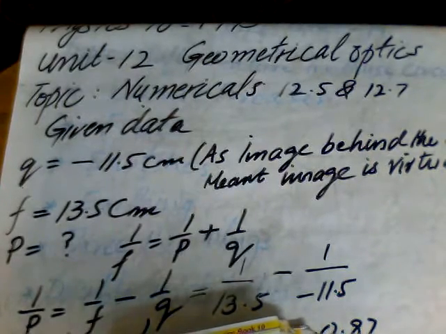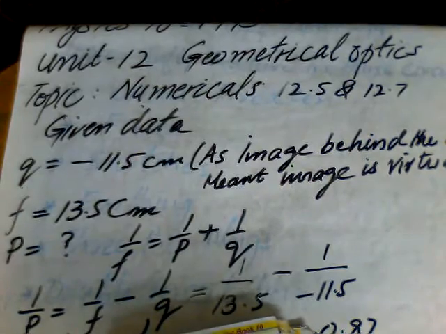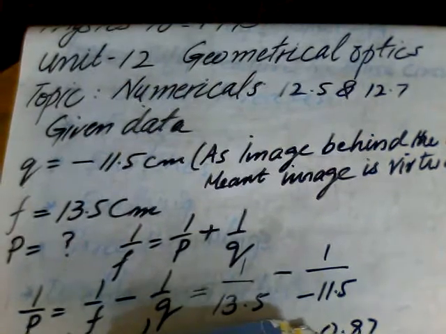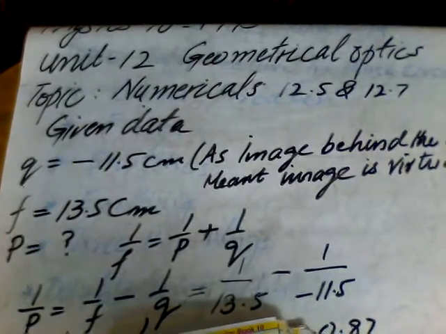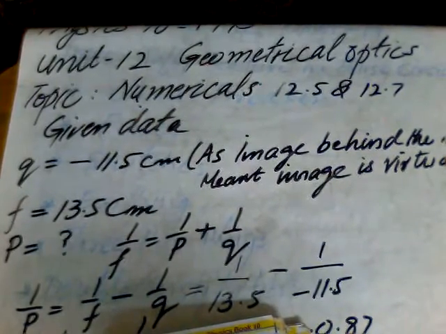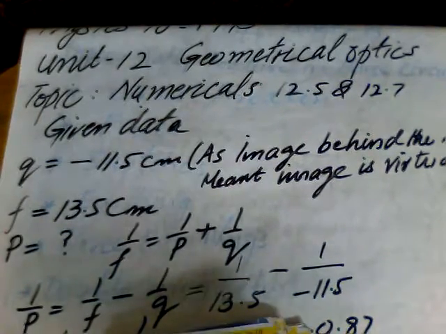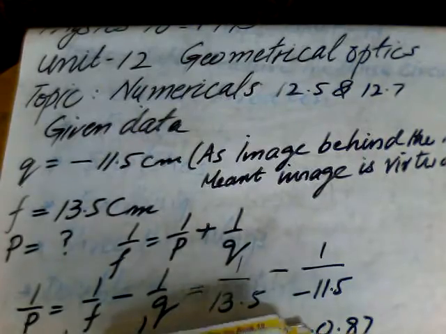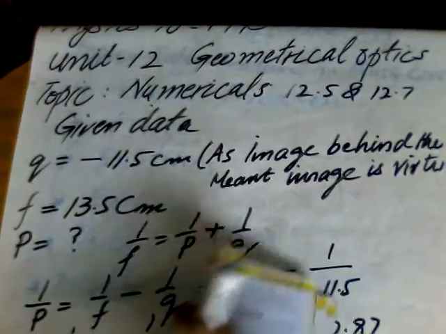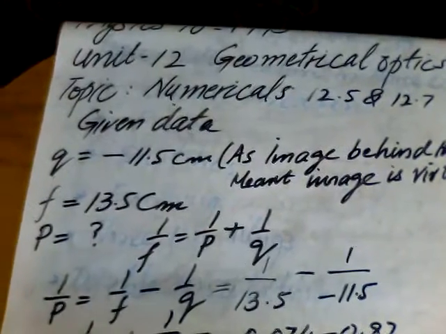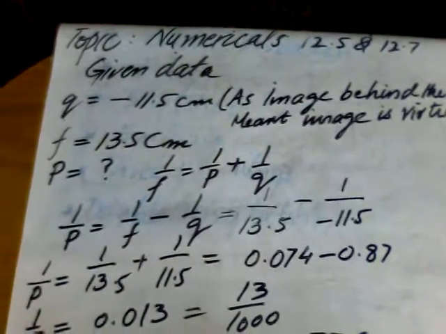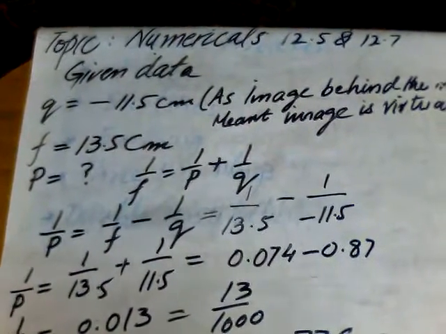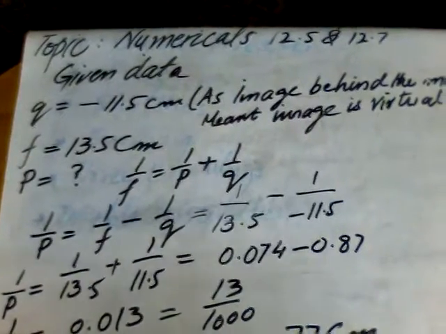The object is placed at 34.5 centimeters in front of the mirror. Find the distance from the statue to the mirror, 13.5 centimeters. The distance between the mirror and statue, meaning P, we have to find out. Two things are given, Q and F. We have to find out the distance.